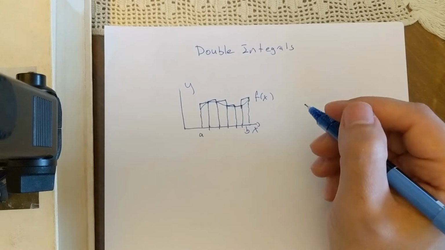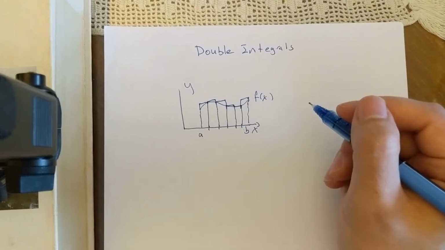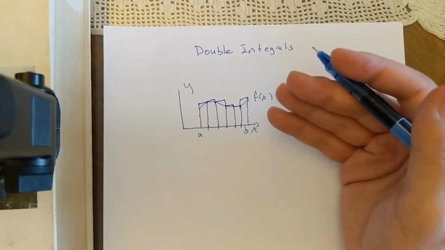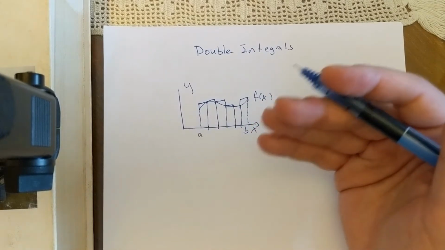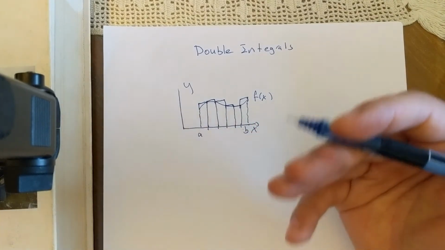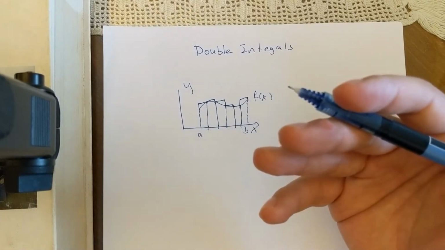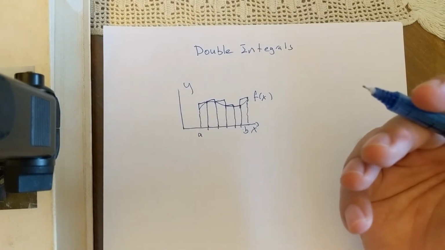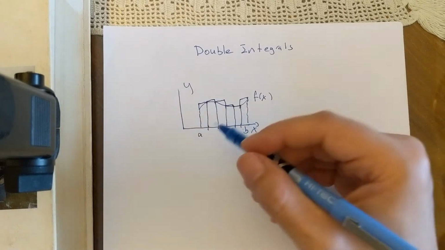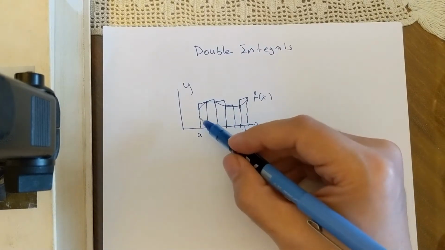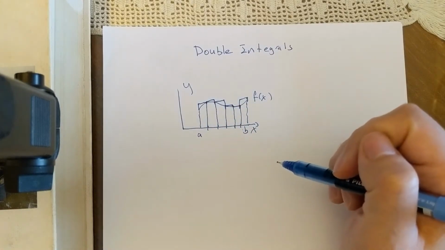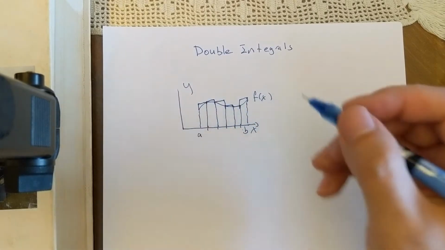We have some error, but the idea was if we let the number of rectangles be very large, in other words, as the number of rectangles goes to infinity, we could pretty much say it's exactly the same. The areas of the rectangles, when we sum up, we get the area under the curve.